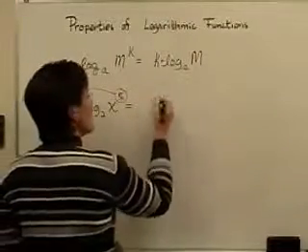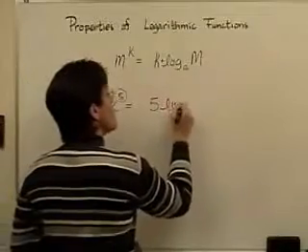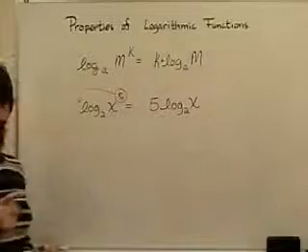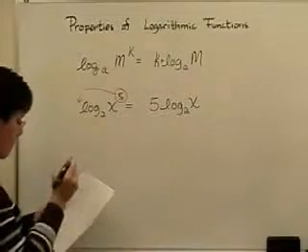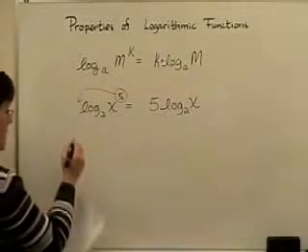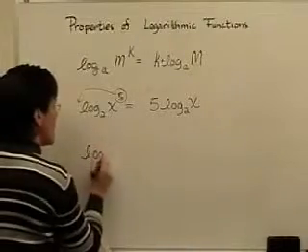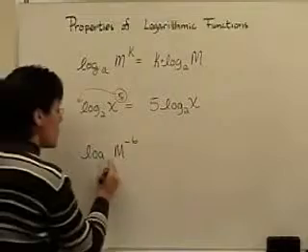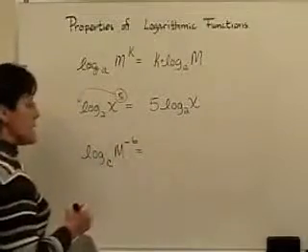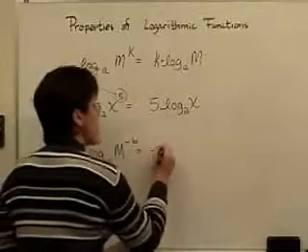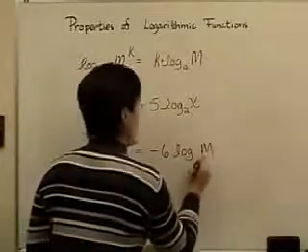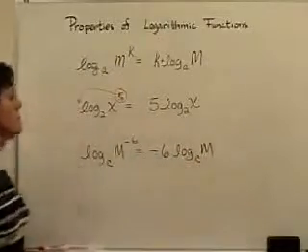So I can write this as the product of 5 times the log of x, where the base is 2. And I'm all done with that problem. Another example, I might ask you to take the log of m raised to the negative 6th power, where the base is c, and rewrite that using this property. So I'll have a negative 6 times the log of m, where the base is c, and I'm done.